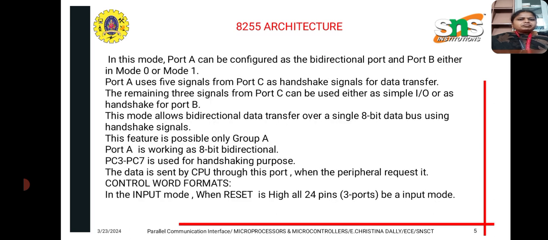In mode 2, port A can be configured as the bidirectional port, and port B can be used in mode 0 or mode 1. Here we have 5 signals that can be used for the data transfer. The remaining signals can be used as either I/O or handshake for port B. At the same time, bidirectional data transfer is allowed in this mode only for group A. Port C consists of 2 parts, one upper and another lower. It is used for the handshaking mode.